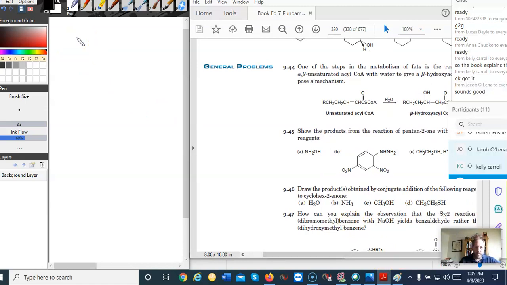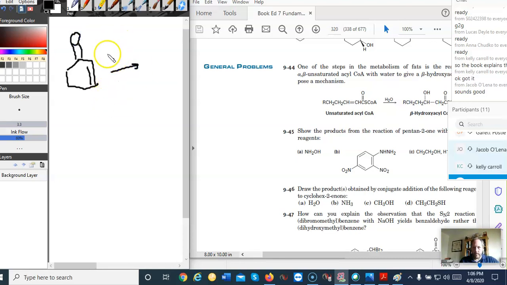Okay, so draw the products obtained by conjugate addition of the following reagents with cyclohexenone. So cyclohexenone looks like this. All right, so the first reaction is with water.